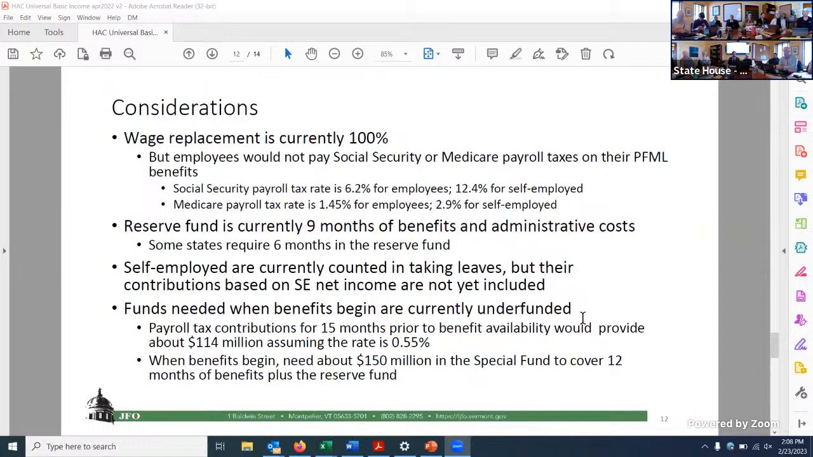And then when benefits begin, because you want to have 12 months' worth of benefits and admin costs plus 9 months of reserve, you would need 150 million, right? Yes. So you can see that we're short in terms of putting money in the bank before the program. And so our choices could be to extend the period, to increase the rate, or to put more one-time money in to jumpstart the fund. Or is there a fourth lever that I didn't name in my little list there?